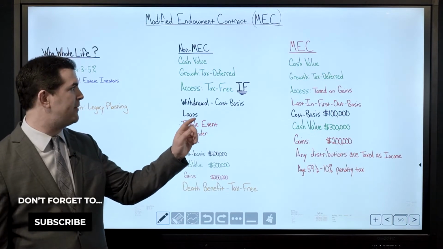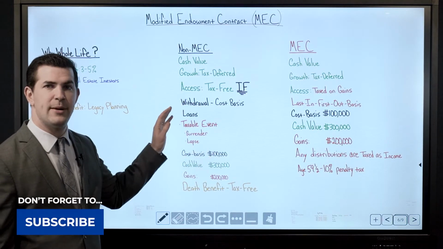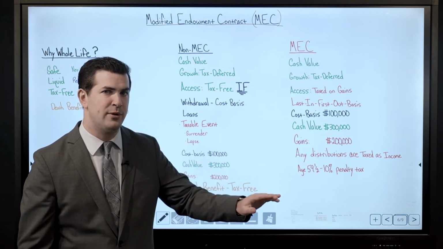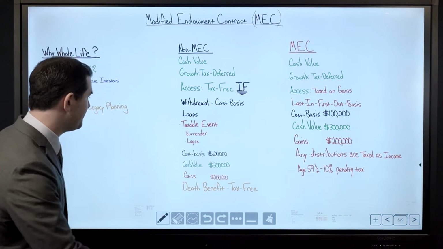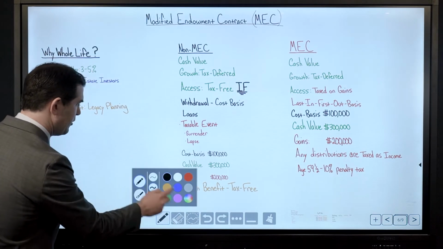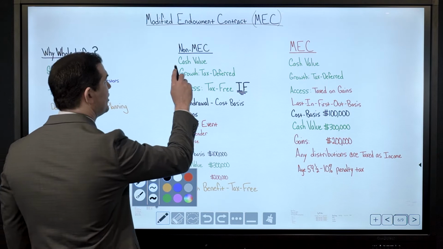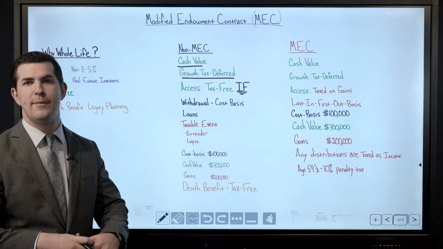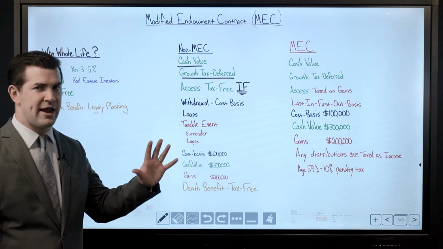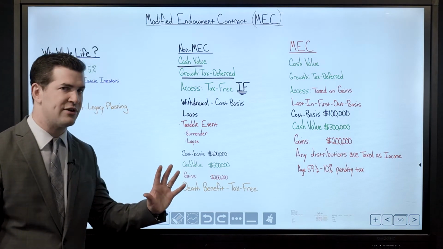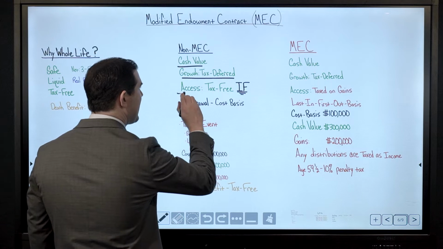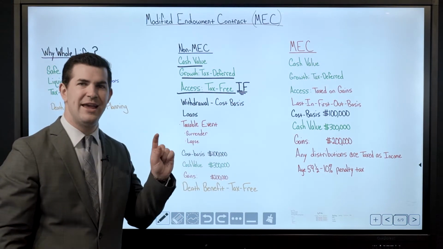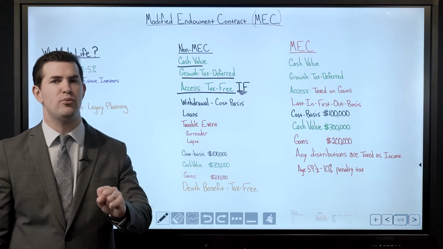Let's compare some of the main bullet points here with a non-MEC policy and a MEC policy, specifically with respect to the cash value buildup and how taxes work. So with the non-MEC, on the topic of cash value, the growth is technically tax deferred. It is not automatically a tax-free asset. Your cash value per the IRS does grow tax deferred. However, you can access your money anytime you want, completely tax-free, if it is done so properly.